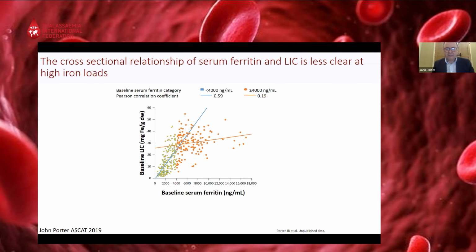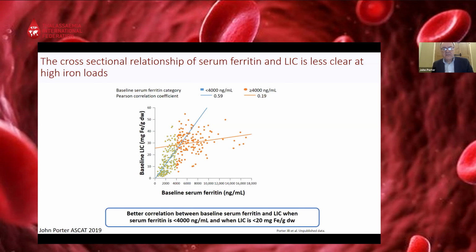And next slide. There you see the correlation. It's quite different. Next slide. Next, advance, please.